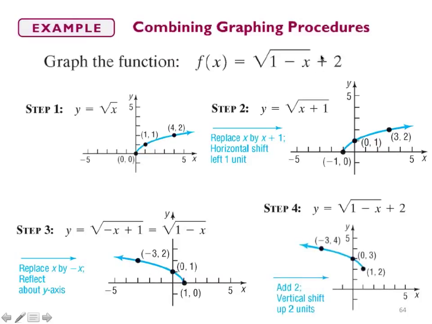And then finally, we have this plus 2 that's added, so that means that we need to shift it up 2. So if we do that, we take our graph from step 3 and scoot it up by 2, and we end up with this blue graph here. Again, pick a couple points, make sure that your graph actually matches before you select your answer in MyMathLab.